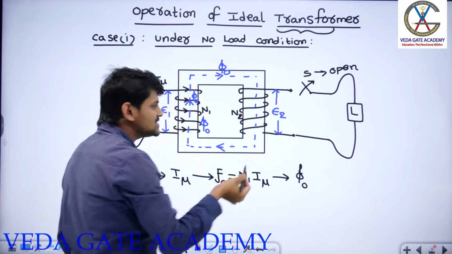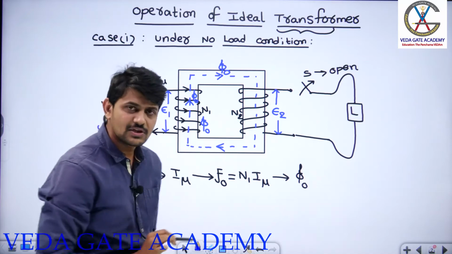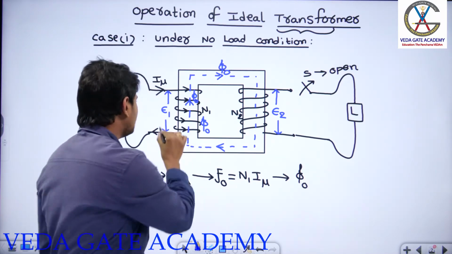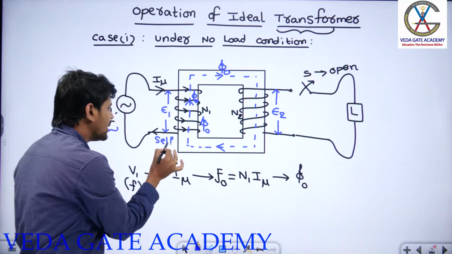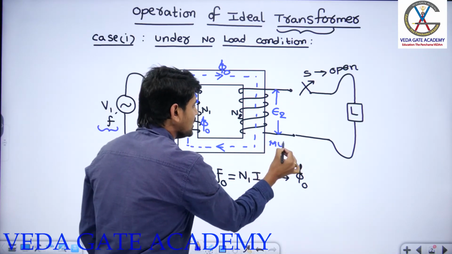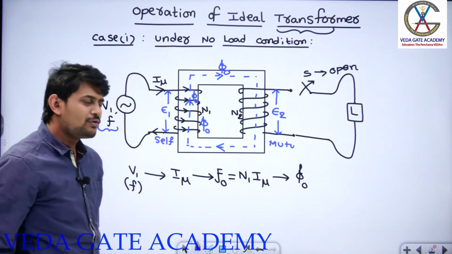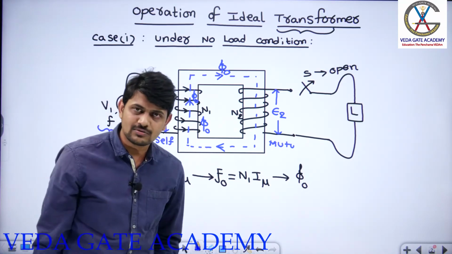Out of this, both are statically induced EMFs only. But out of E1 and E2, E1 is called self-induced EMF, whereas E2 is called mutually induced EMF. So why is E1 called self-induced and E2 called mutually induced EMF?